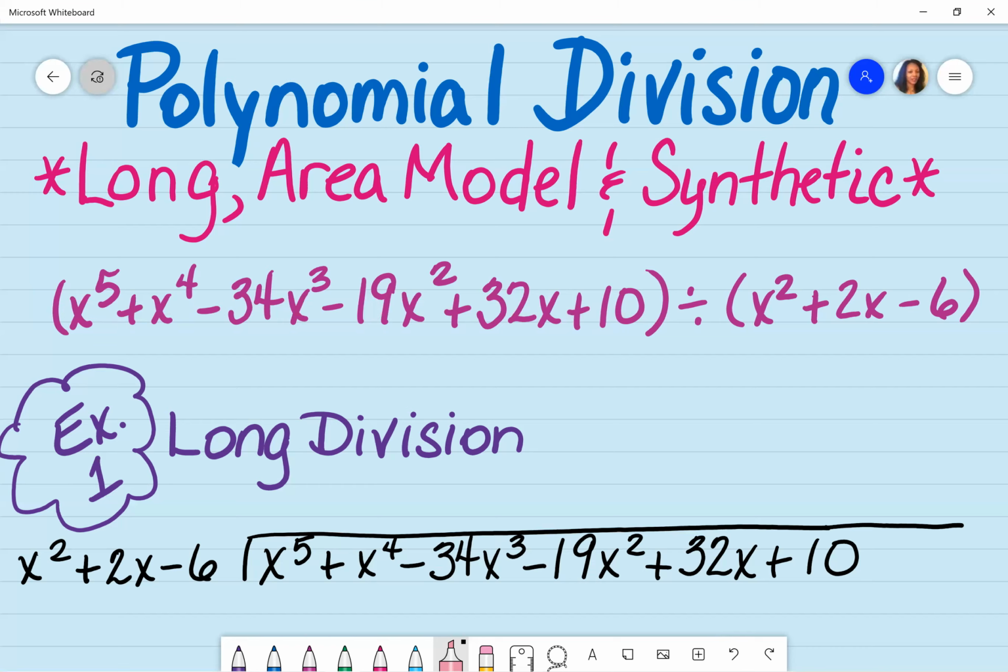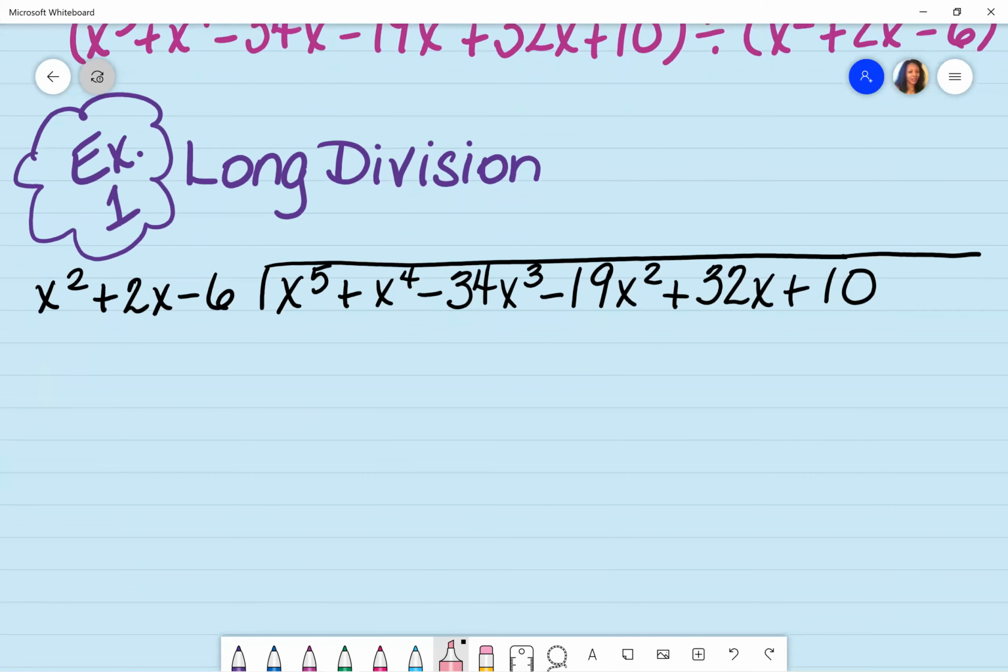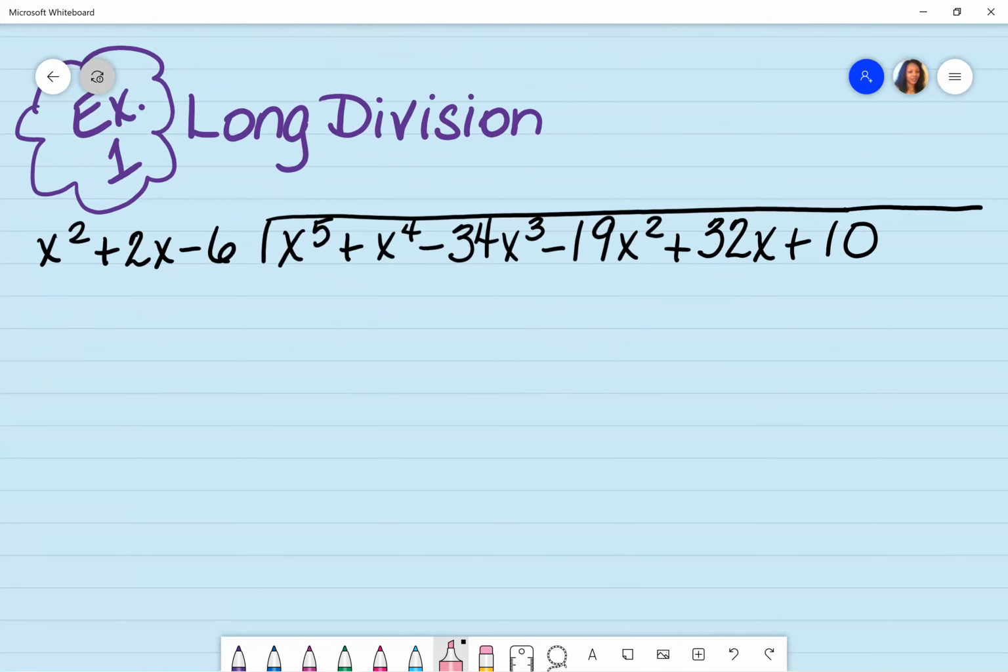Okay, so what you want to do is look at your first term of your dividend, and you're going to divide it by your first term of your divisor. And it's just going to be a process that you're repeating over and over. So you're going to do divide, multiply, subtract, and then bring down. I talked about this in another video, but just to refresh your memory.